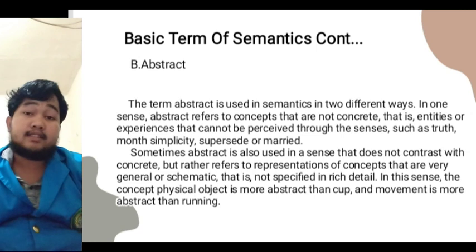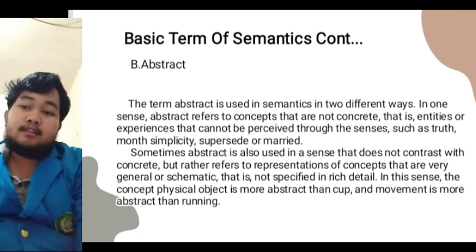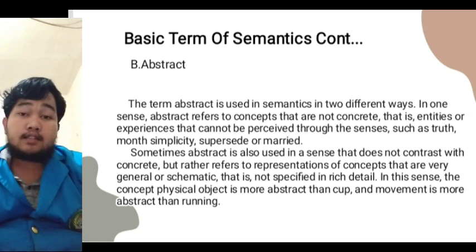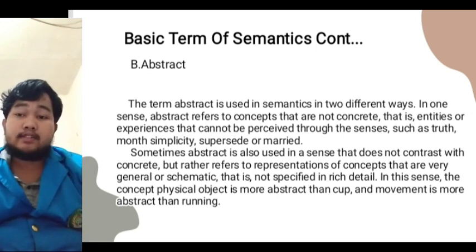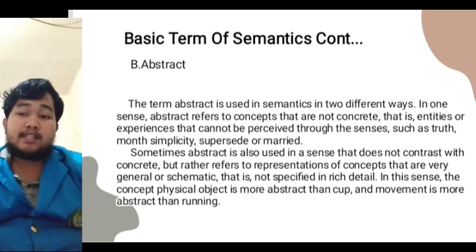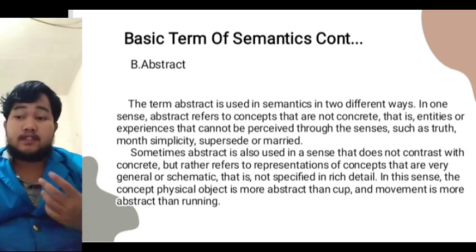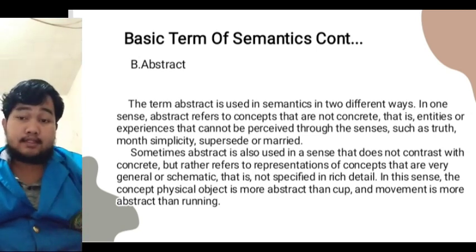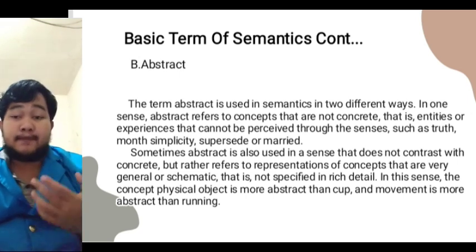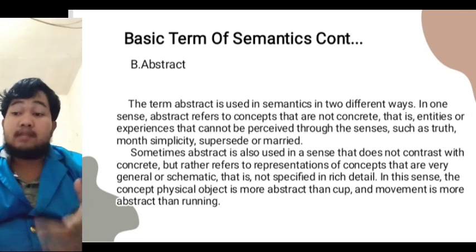The next one is abstract. So, what is abstract? The term abstract is used in semantics in two different ways. In one sense, abstract refers to concepts that are not concrete. There are entities or experiences that cannot be perceived through the senses, such as truth, month, simplicity, supersede, or merit. Sometimes abstract is also used in a sense that does not contrast with concrete, but rather refers to representation of concepts that are very general or semantics. That is not specified in rich detail. In this sense, the concept of physical object is more abstract than cup, and movement is more abstract than running.